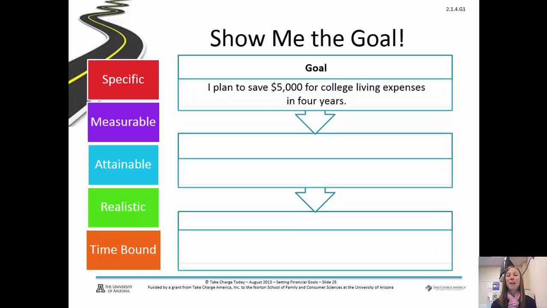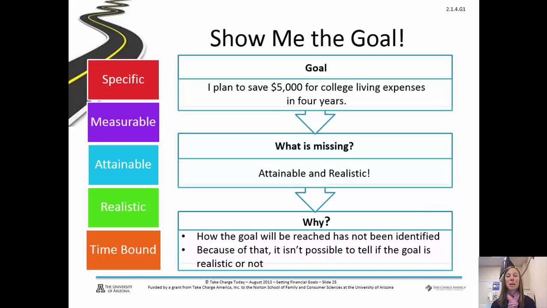The goal, I plan to save $5,000 for college living expenses in 4 years. What is missing from that one? You can see it's a little bit shorter. Something is missing. Attainable and realistic are both missing. Why? How the goal will be reached has not been identified, and because of that, it isn't possible to tell if the goal is realistic or not.